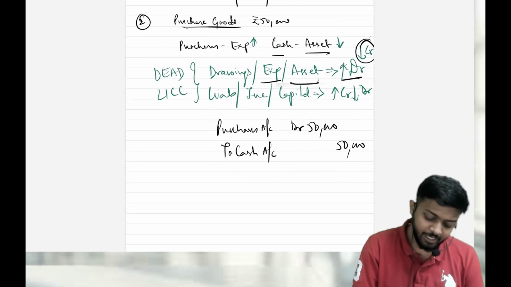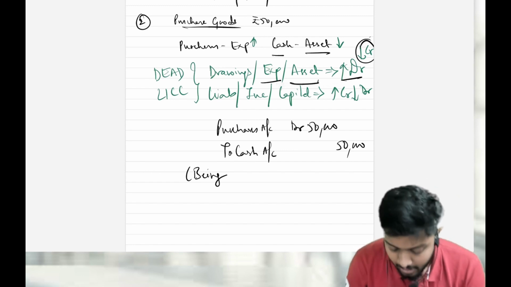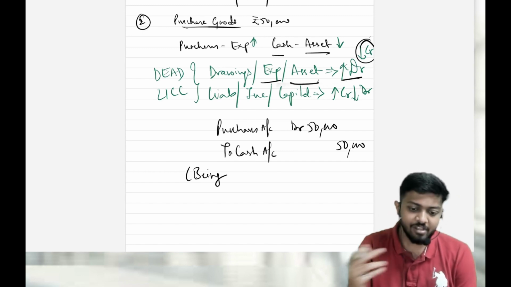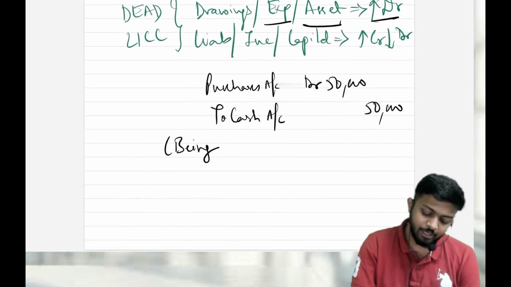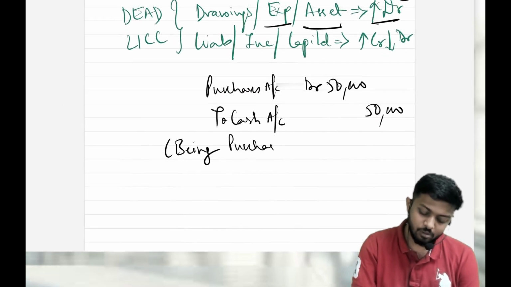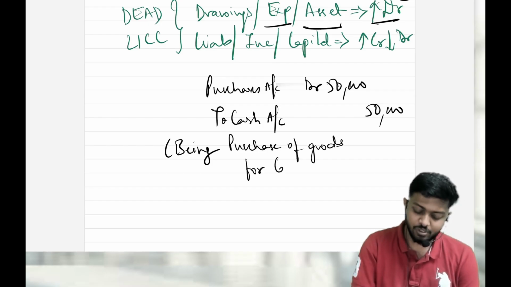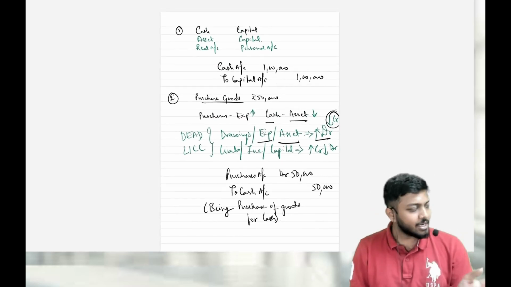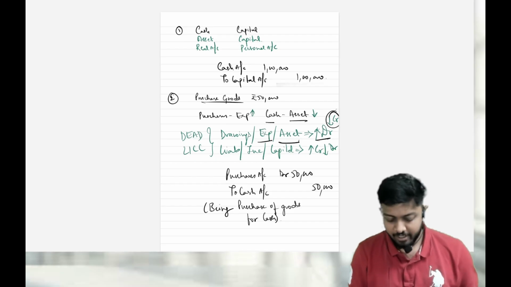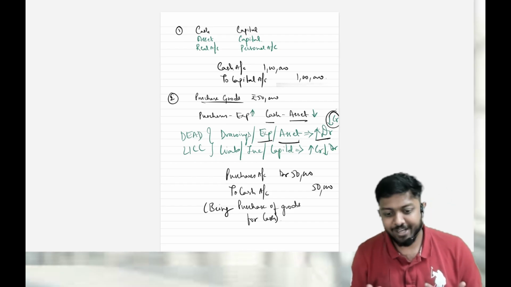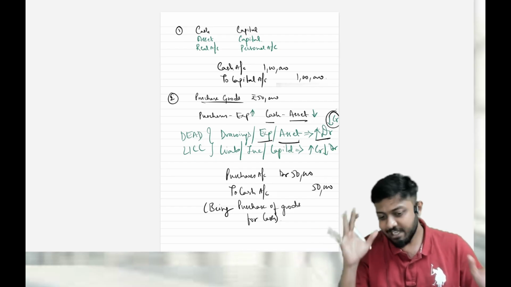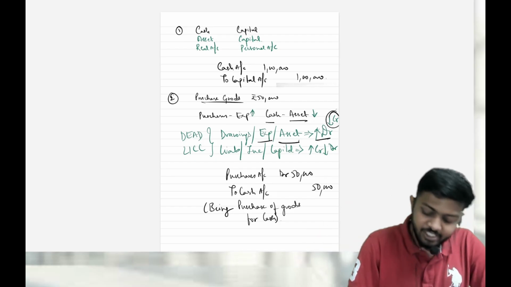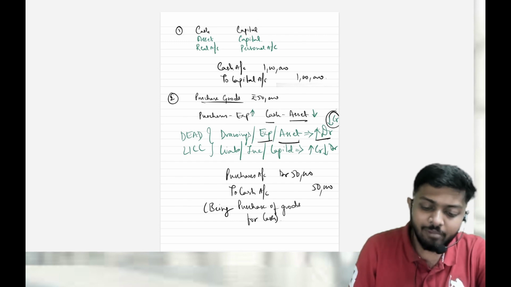Okay. Always, after a journal entry, we have this practice of writing narration. So being purchase of goods for cash. So this is drafting a journal entry via modern rules of accounting. I hope you are clear. Again, don't forget this is a revision class, so we cannot spend more time on this. We can just touch upon whatever we have discussed. Now, from the third journal entry, we will use our normal learning only.